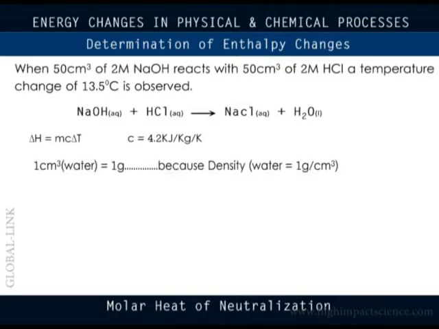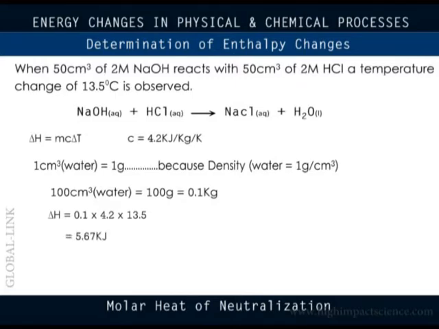Because the density of water is 1 gram per centimeter cube, then 100 cubic centimeters of water will be equal to 100 grams. We convert that into kilograms, and that will be equal to 0.1 kilograms. So enthalpy change is equal to 0.1 times 4.2 times 13.5. That gives us 5.67 kilojoules. And because it's an exothermic reaction, we put a negative. This is the energy change that occurred during the reaction.